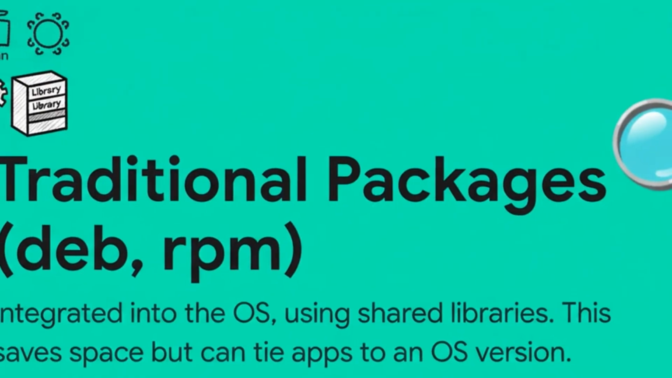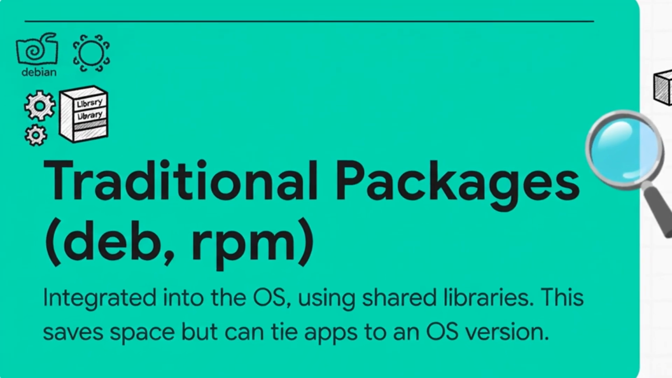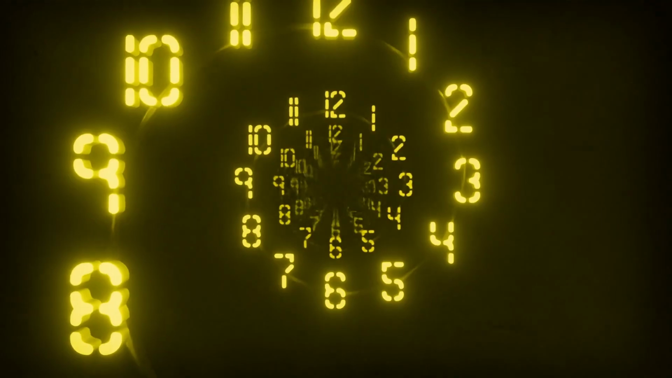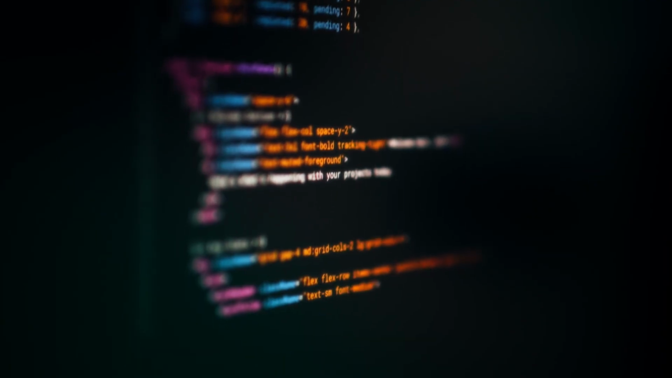So let's start with the basic one, the common use of APT. APT is the classic Ubuntu package manager. It installs the application directly into your system using DEB files. It's been around forever, and honestly, it works great. When you install something with APT, you're basically telling Ubuntu, install this application and connect it with the system.